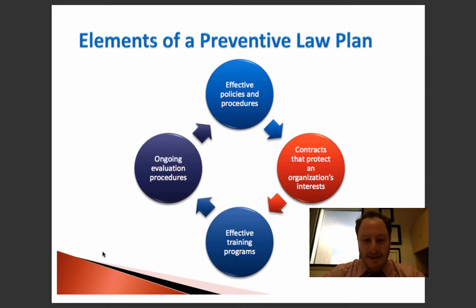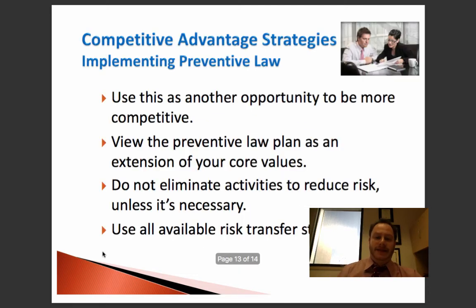So you can take a look at this little diagram. You've got your policies and procedures, then your contracts, that might be part of that, part of the preventive law plan, and training, and then the evaluation. So it all works together. The contracts work as a risk shifting device. Training helps to lessen liability by controlling the risk, and the evaluation helps to make the policies better.